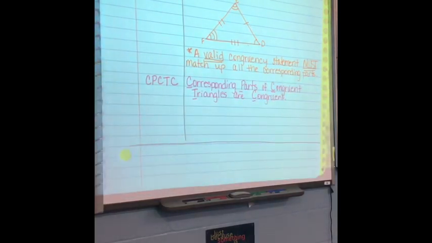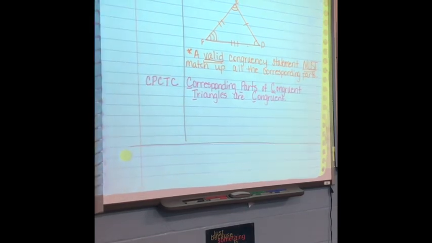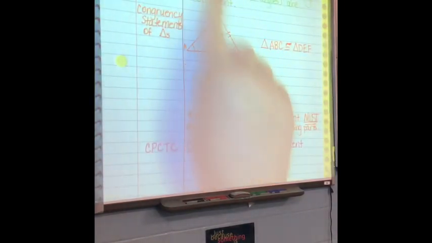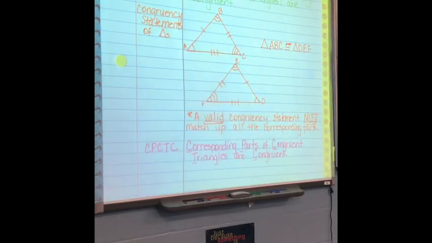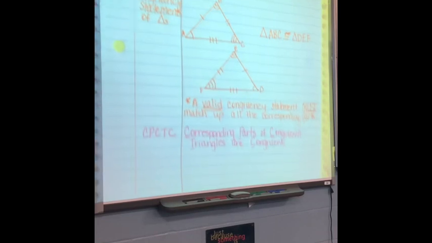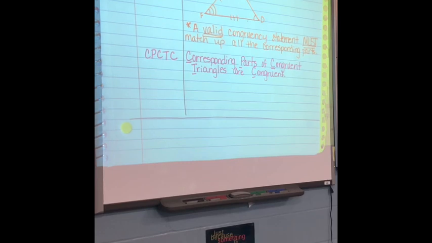And CPCTC, here as the days go on, we're going to start proving parts of triangles congruent. And the way we're going to prove that some of those parts are congruent, or prove that triangles are congruent, is by using this corresponding parts piece, okay? Basically, this is the definition of congruent triangles, right? Up at the top, it said this means that all corresponding parts, sides, and angles are congruent. It's just by definition. But they call it CPCTC, and you'll see how it fits in over the next few days, okay?